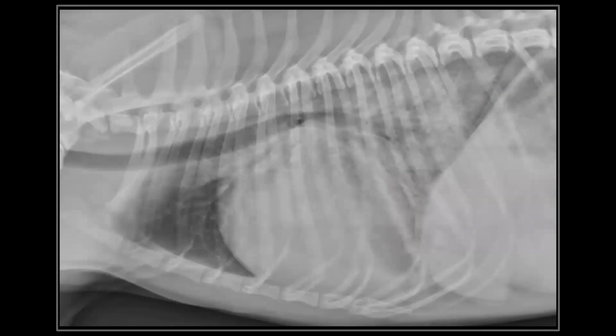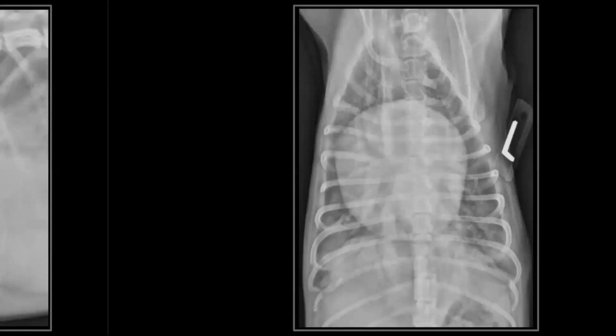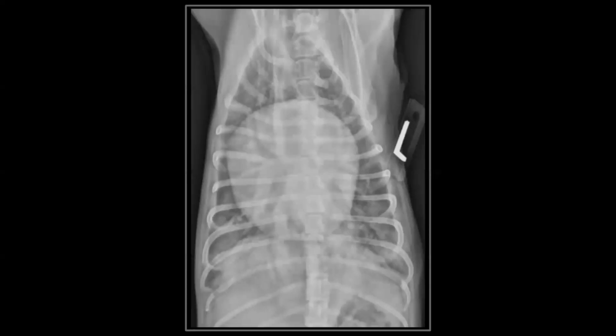Again, at SignalPET, we don't have the patient history or clinical signs or anything like that. So when I'm musing about what I think the differentials are, I'm basing it really just on what I'm seeing on the radiograph. Okay, this is that same patient, and again, we can see bilateral alveolar pattern in the caudodorsal lungs.